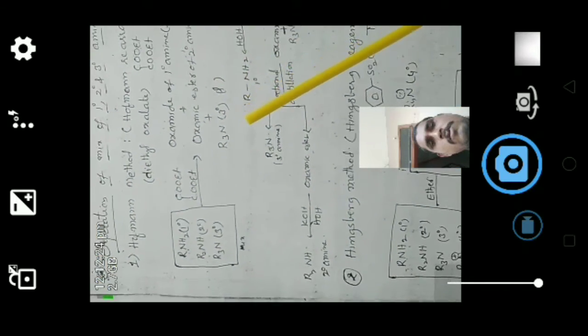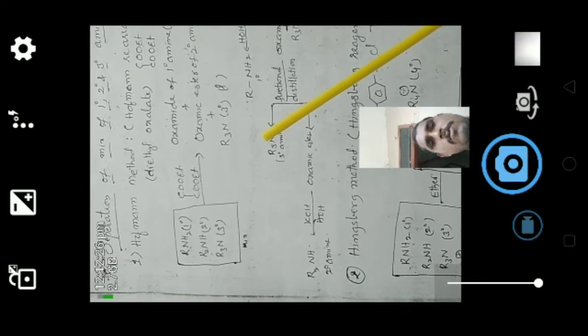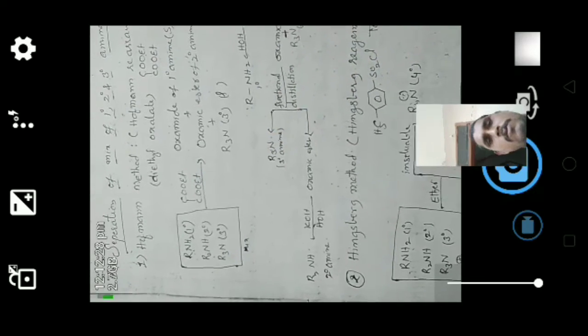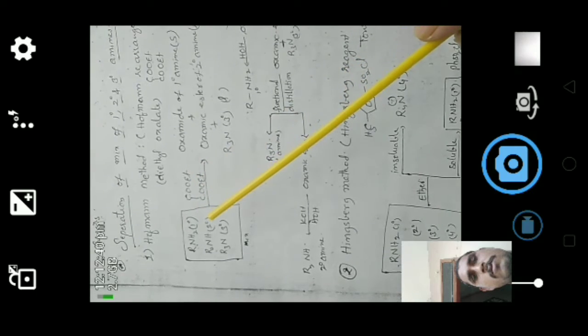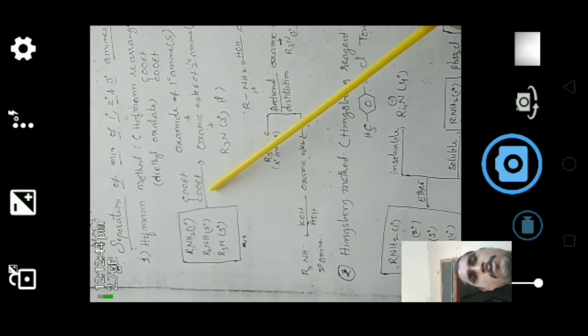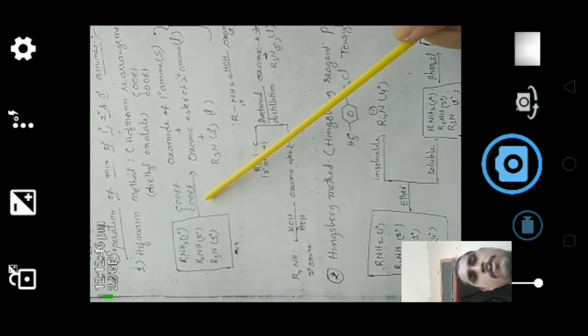Now we will discuss the separation of amines. These are very important from your examination point of view. Here two methods are there. The first one is the Hofmann method and the second one is the Hinsberg method. In the Hofmann method, the mixture of amines is reacted with diethyl oxalate to give oxamide of primary amines, oxamic esters of secondary amines, and tertiary amines.